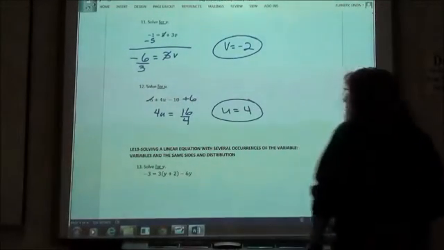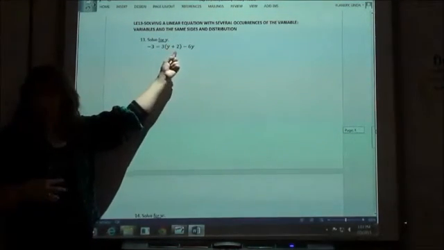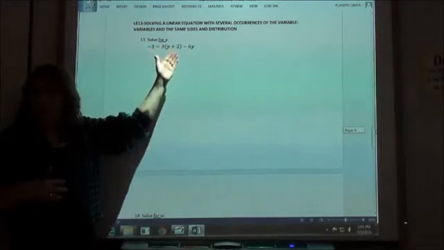Then after you do a whole bunch of those two-step problems, they start making them longer yet. More steps to remember. If I have parentheses in my equation, my first step is to get rid of those parentheses because that's multiplying, and I have to do multiplying before I add or subtract. I can't do inside the parentheses, so I use that distributive property.